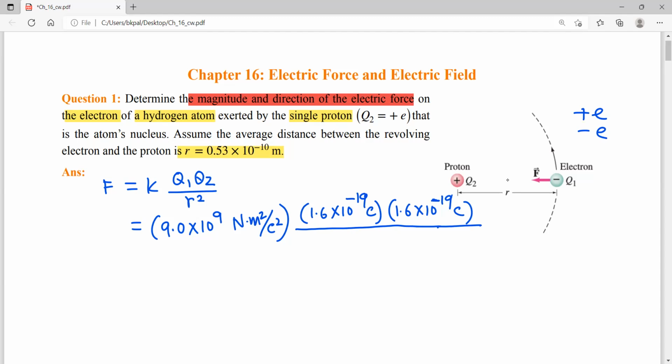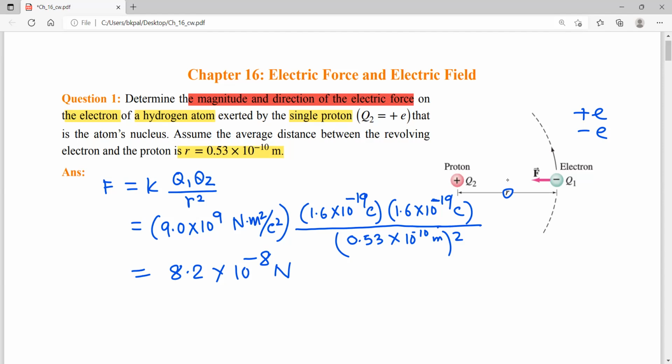And the separation between the proton and electron, you already see that this distance r is given as 0.53 times 10 to the power minus 10 meter, and this is squared. Right, now if you plug all these values into your calculator, it should give you something like this. I got 8.2 times 10 to the power minus 8, and this is force, so the unit is Newton. All right, so this is the magnitude.